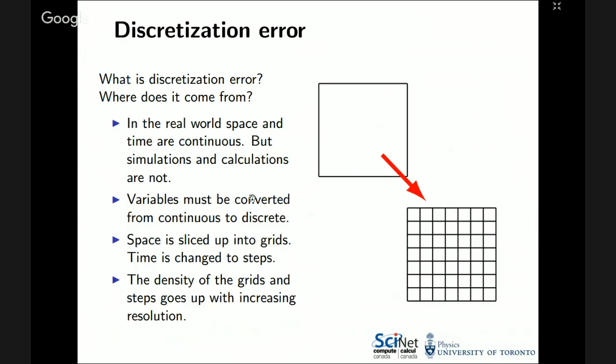In a kind of related matter, and this is more due to the method. So the previous were numerical errors due to the representation. These are errors due to the methods that we use. But this also is somehow associated with the representation.